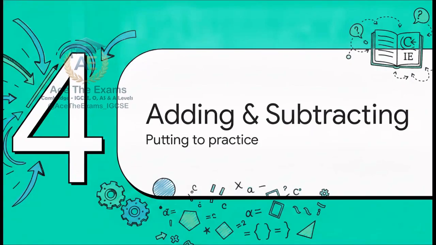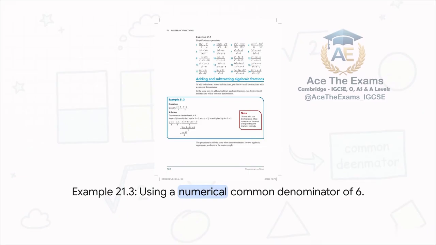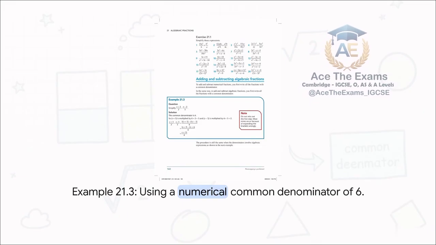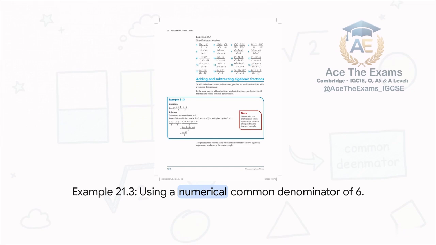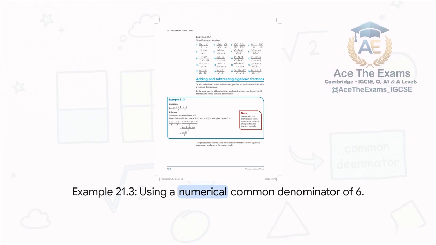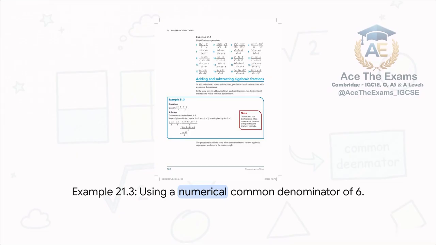Let's move to Section 4, adding and subtracting, and see how this all builds together. Take a look at example 21.3 right here. We've got (x plus 3) over 2 minus (x minus 3) over 3. Okay, step 1, find that common denominator. For 2 and 3, well, that's obviously 6.